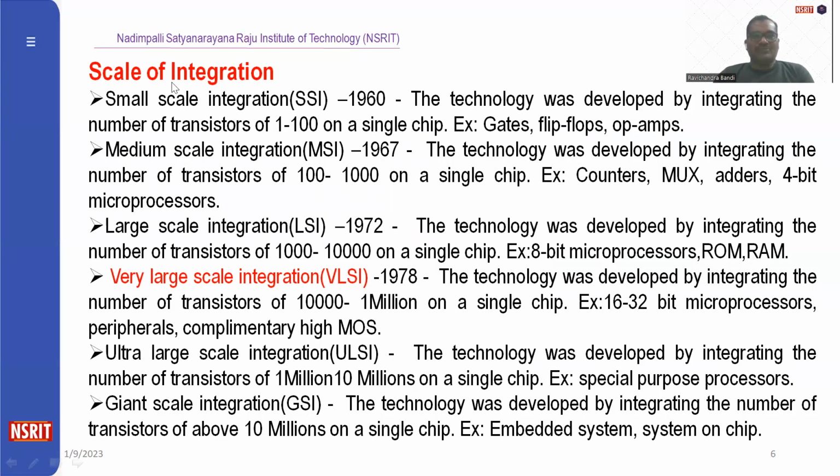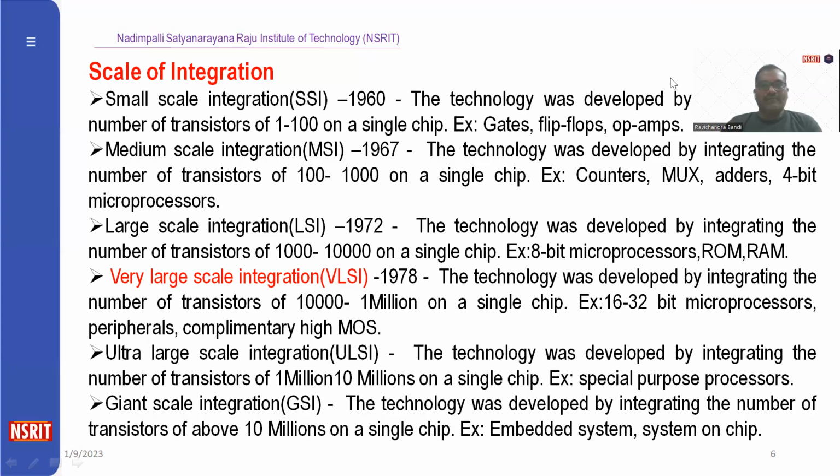Small scale integration is the technology developed by integrating 1 to 100 transistors on a single chip. Examples are gates, flip-flops, and op-amps, small circuits. Medium scale integration, in 1967, was developed by integrating 100 to 1000 transistors on a single chip. Examples are counters, multiplexers, adders, and 4-bit microprocessors.